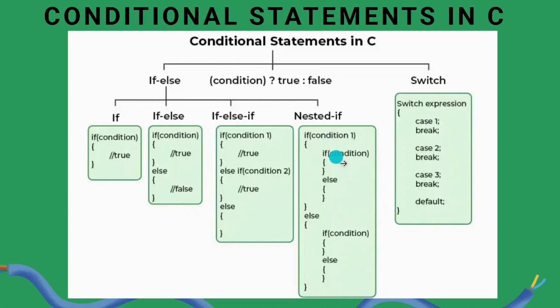And we have nested if, which contains an if or if else block written inside another if or else block. And we have the ternary one, which is a shorthand way to write simple if else statements. And finally, we have the switch, which selects one of many code blocks to execute based on a variable's value.